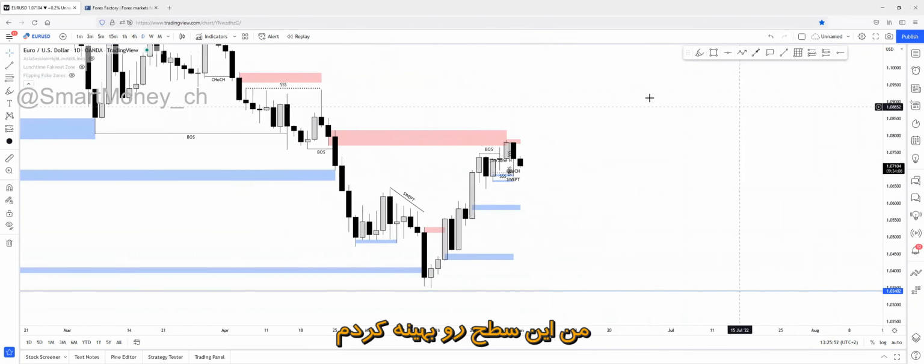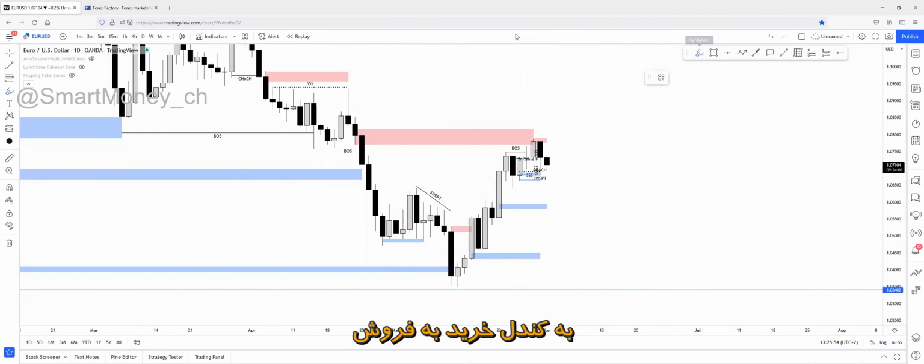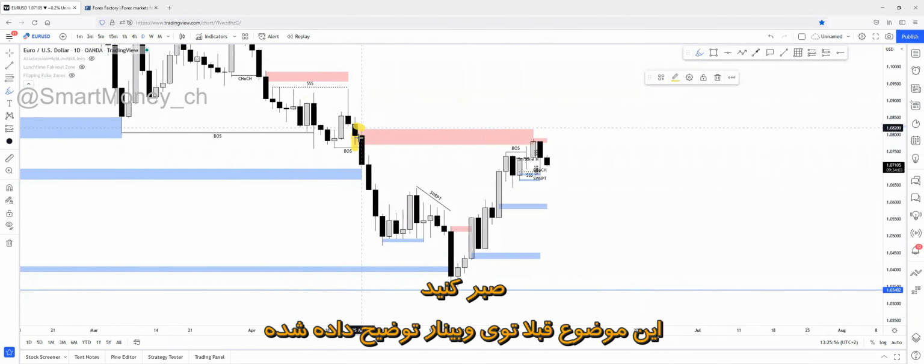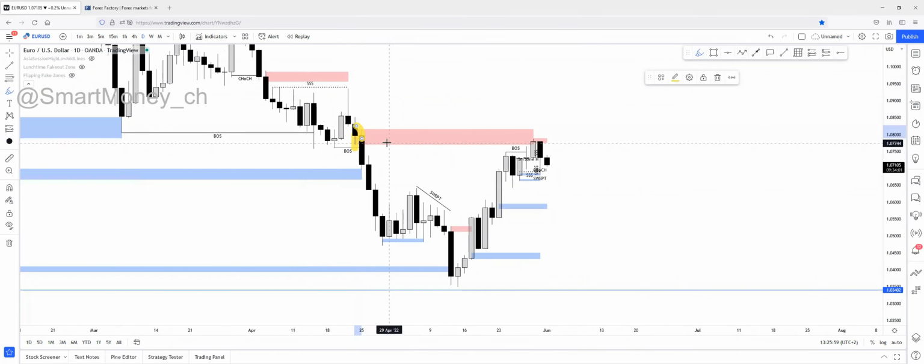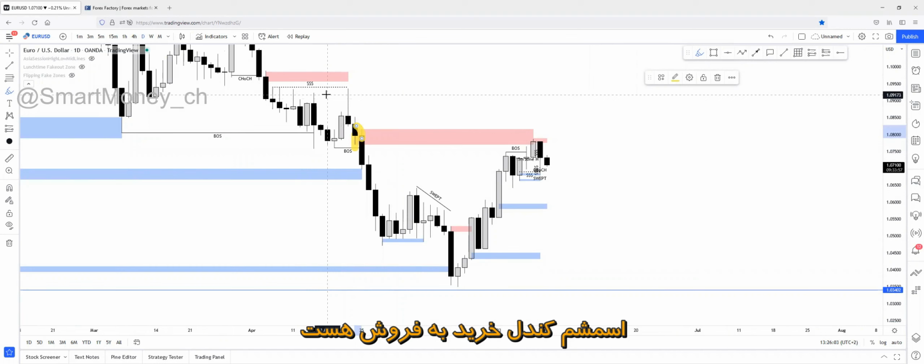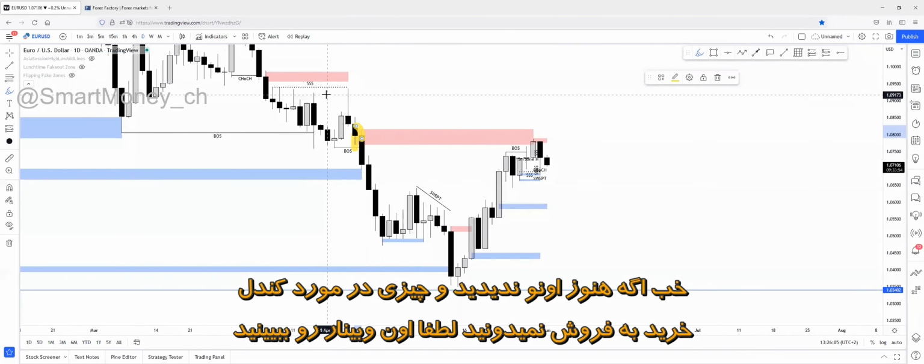Yeah, I refined this zone already for a buy to sell candle. As you can see, this is a buy to sell candle week. This topic has been already explained in the webinars, so please just check the webinar if you haven't seen that already. The name is literally buy to sell candles / sell to buy candles. So if you don't know anything about the buy to sell candles, just watch that webinar.